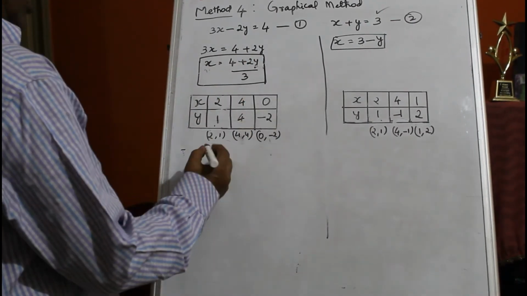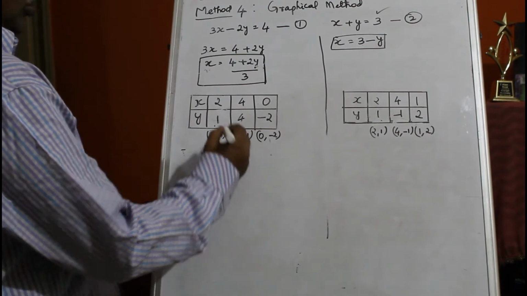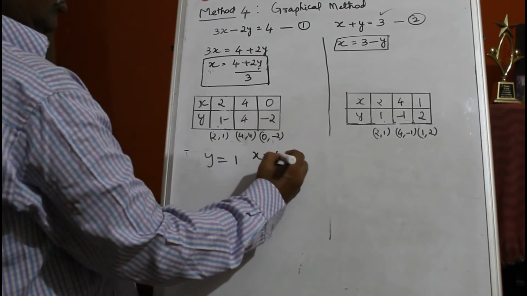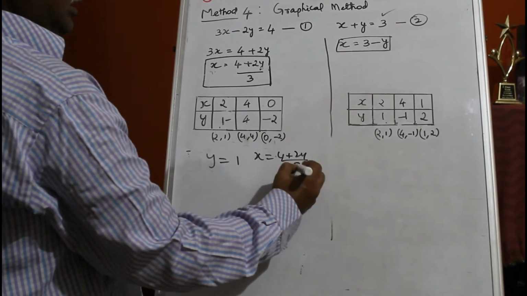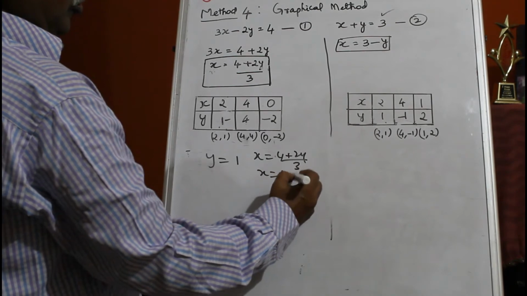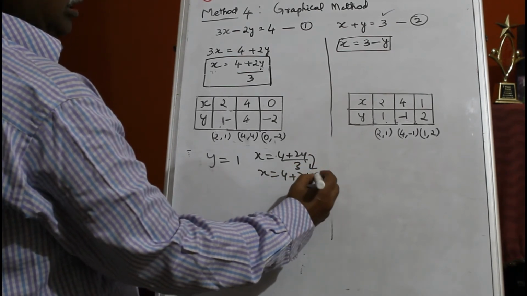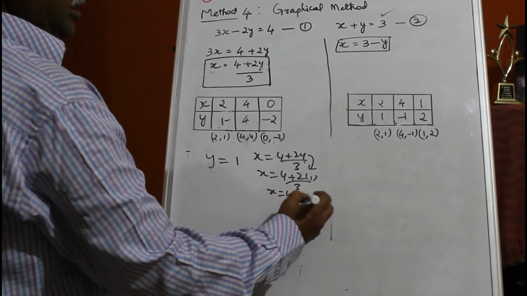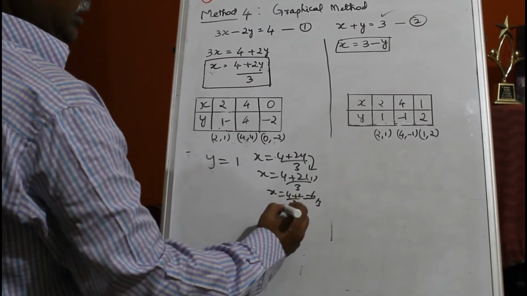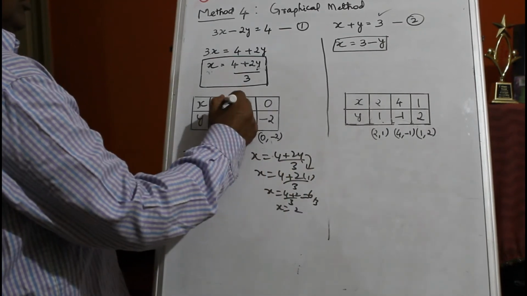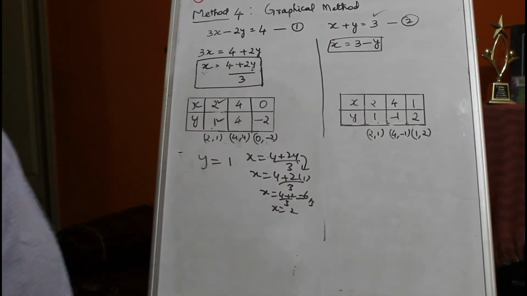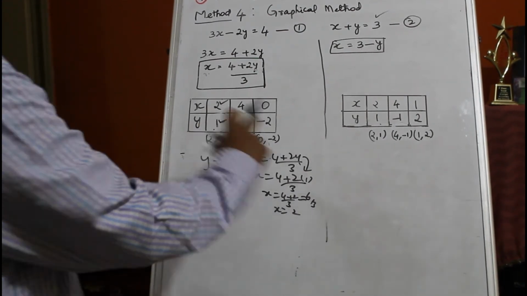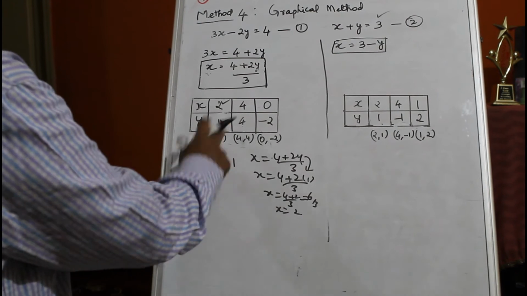So first we put some values for y. We take y equal to 1, you substitute in the box, x is equal to 4 plus 2y by 3, x is equal to 4 plus 2 into 1 by 3, x is equal to 4 plus 2 by 3, x is equal to 6 by 3, and x is equal to 2. So when you put y as 1, you get x as 2. So write as 2 comma 1. x should come first, y should come next. Don't write 1 comma 2, write 2 comma 1.